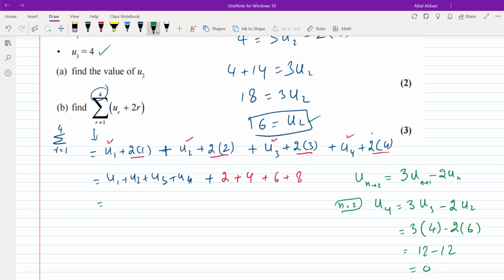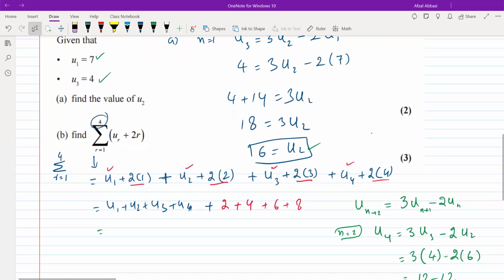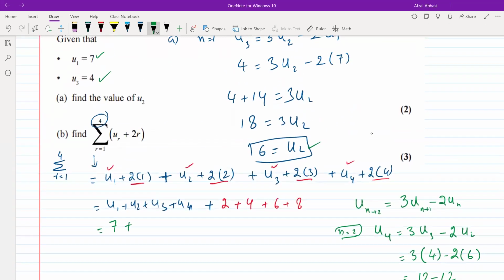Then we need to put in the values of u1, u2, u3, u4. So u1 was 7. u2 is 6. u3 is 4. And we just calculated u4, which is 0. And then we need to add all of these together. So 6 plus 4, 10, plus 10, this is 20. And now we'll add all of them together. So this is 10, 30, so 37 is the sum.